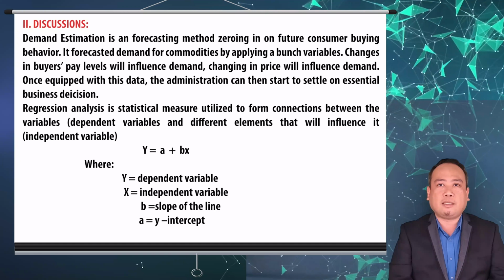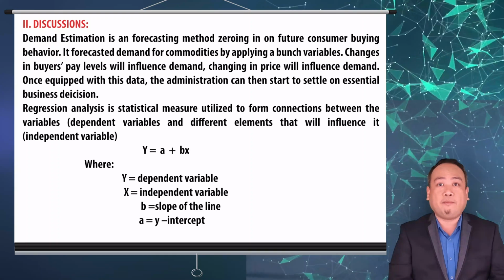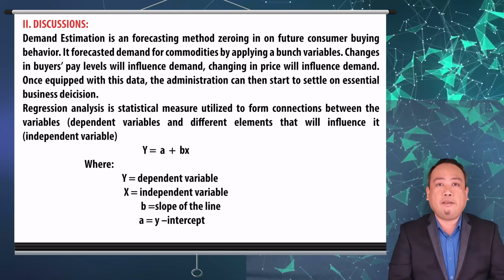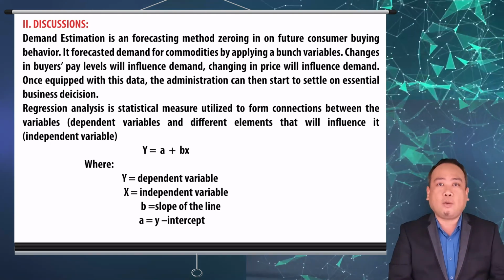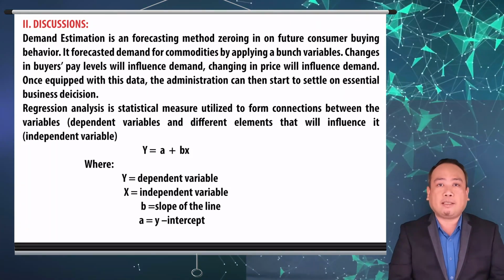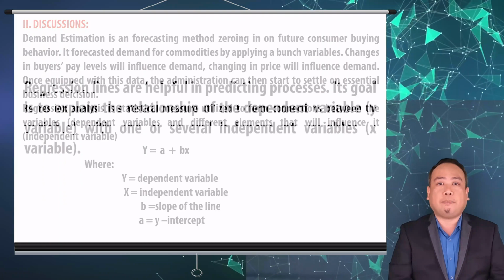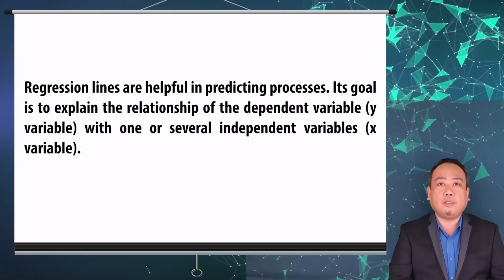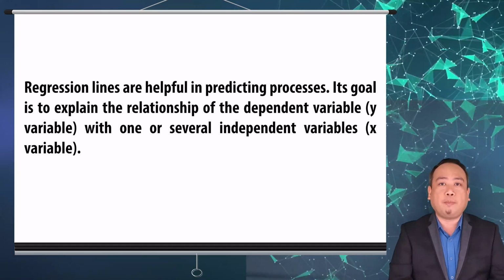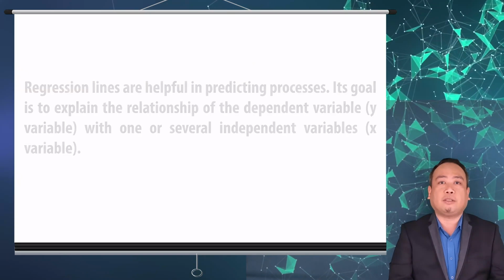Regression analysis is a statistical measure utilized to form connections between the dependent variable and the different elements that will influence it, or the independent variables. It is given by the equation y = a + bx, where y is the dependent variable, x is the independent variable, b is the slope of the line, and a is the y-intercept. Regression lines are helpful in predicting processes. Its goal is to explain the relationship of the dependent variable and one or several independent variables.